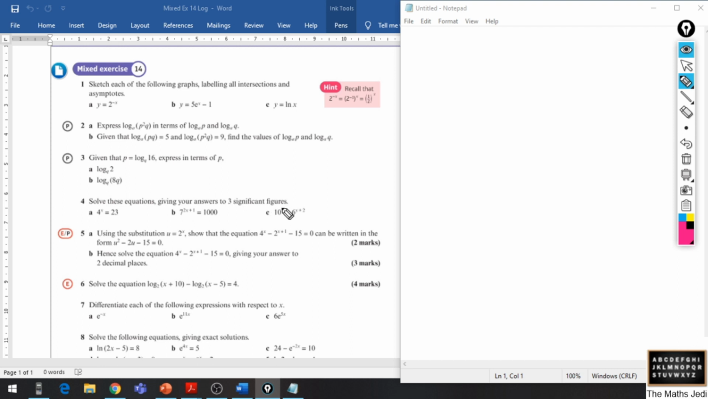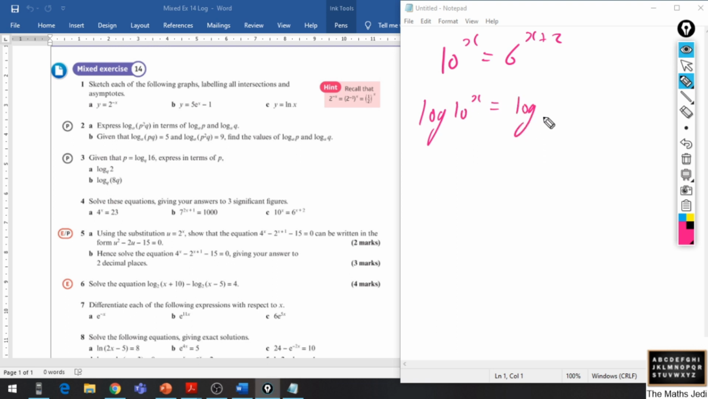I'm going to do one of these. I'll do question 4C just to give you a practice of that, but you can try the others. So it's asking you to find x here, solving the equation to 3 significant figures. The question here is 10 to the power of x equals 6 to the power of x plus 2. So very simply we take logs. So let's take logs on both sides. It doesn't matter what log base you choose, but it'd be good to choose a base that's helpful for us.